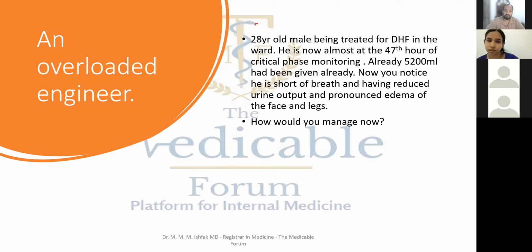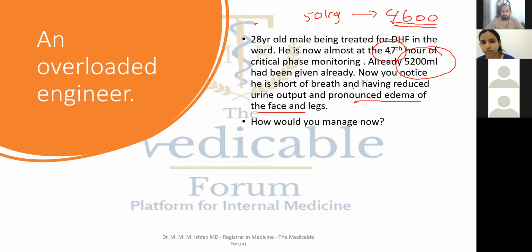What is the problem here now? Let's say the maximum weight we take is 50 kgs. So the maximum amount of fluid we give in 48 hours is 4,600 ml. Now he has not even completed 48 hours. In the 47th hour, he has already been given 5,200 ml, right? Now you notice that he is short of breath and has reduced urine output and pronounced edema of the face and legs. Now what do you do?